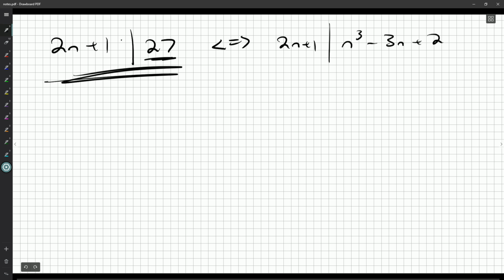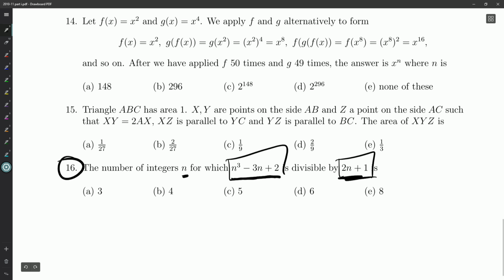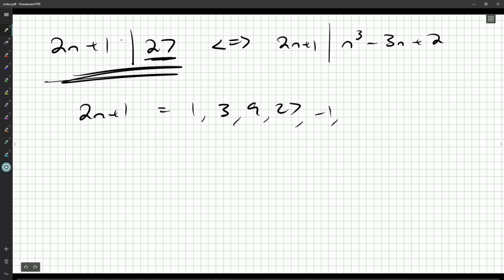How many factors does it have? Well, 2n plus 1 could be 1, 3, 9, 27. Let's just double check. Oh, n could be any integer, so we could also have -1, -3, -9, -27. Hey, if n's an integer, 2n's an integer, 2n plus 1 is an integer. No one said these had to be positive. So we can get 8 values for n.